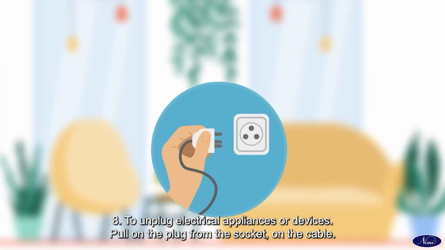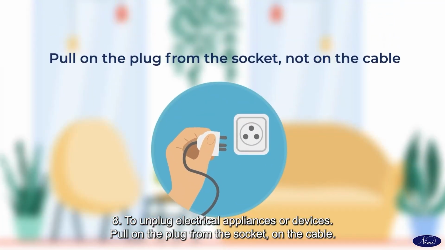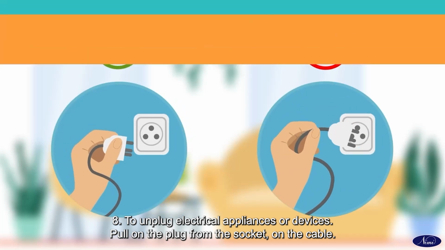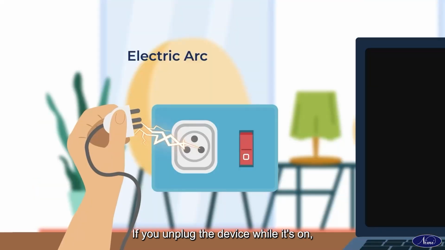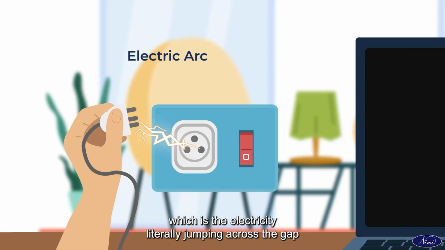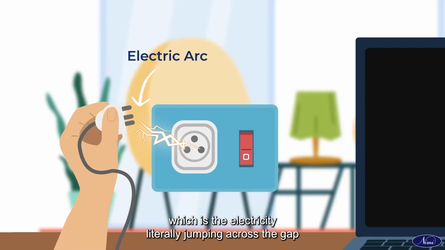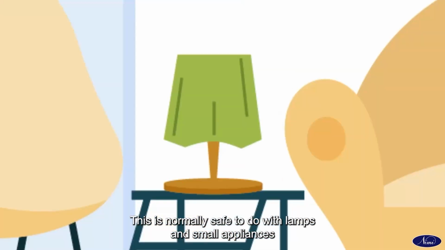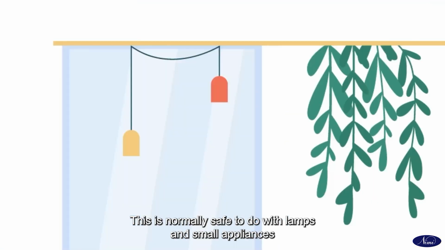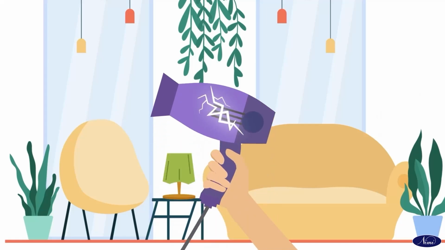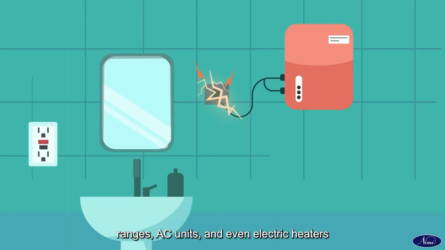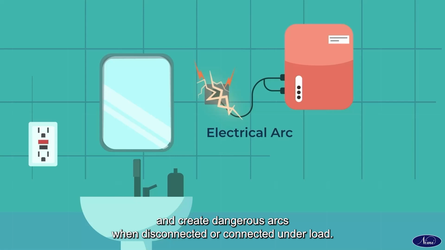8. To unplug electrical appliances or devices, pull on the plug from the socket, not on the cable. 9. Don't unplug the power cord under load conditions. If you unplug the device while it's on, the flow of electricity might create an arc, which is the electricity literally jumping across the gap from the outlet to the plug. This is normally safe to do with lamps and small appliances that don't have on-off switches, but large appliances like dryers, ranges, AC units, and even electric heaters can create dangerous arcs when disconnected or connected under load.